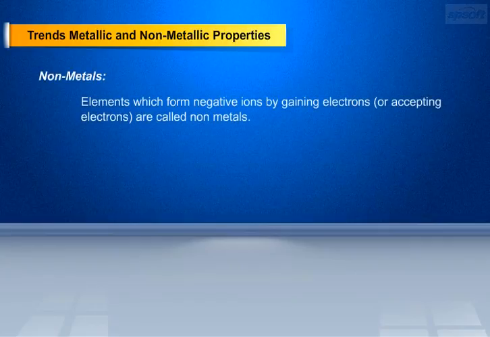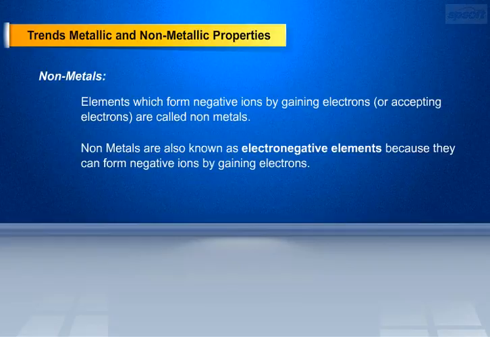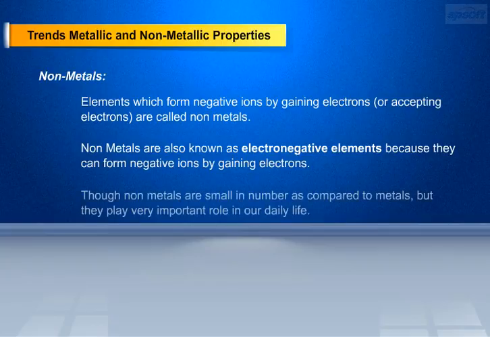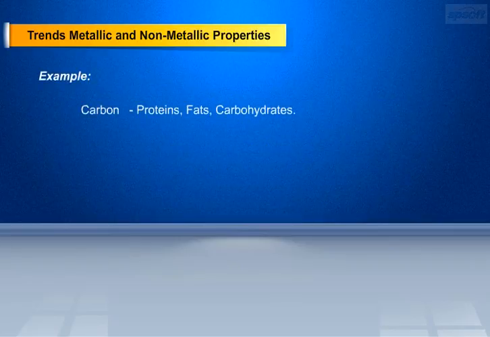Non-metals. Elements which form negative ions by gaining electrons, or accepting electrons, are called non-metals. Non-metals are also known as electronegative elements, because they can form negative ions by gaining electrons. Though non-metals are small in number compared to metals, they play a very important role in our daily life. Examples are carbon, proteins, fats, carbohydrates.